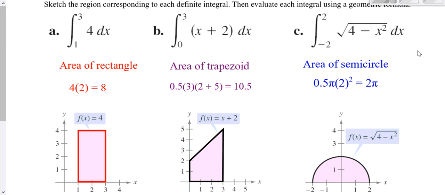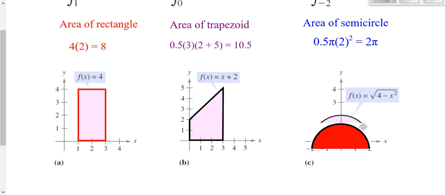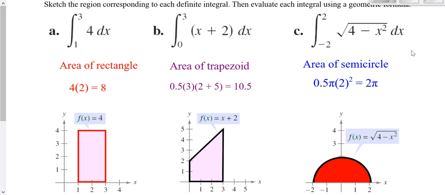Or this one here, this is a semicircle, the top half of the circle. You're looking for your area between -2 and 2. Your radius is 2. Well, if we pull up our semicircle, you would know that the area of a circle is pi r squared, but we're only dealing with half, so it's half times pi r squared, and you get 2 pi. So sometimes you can use geometry, and other times you have to use the limit process.